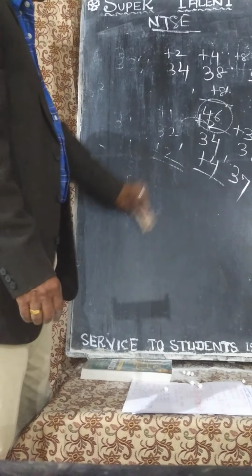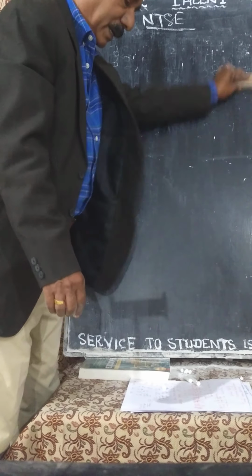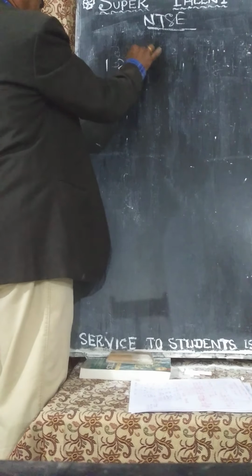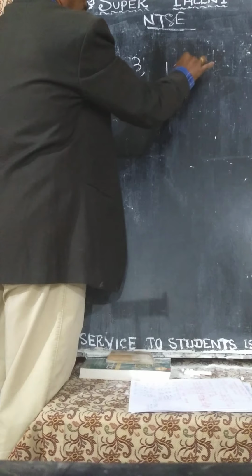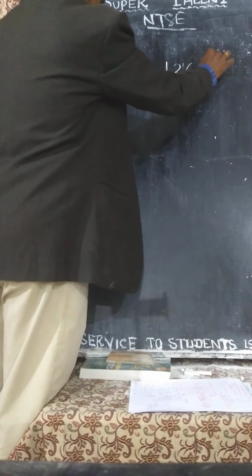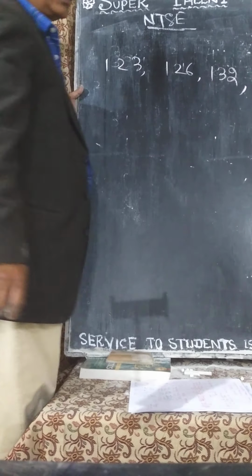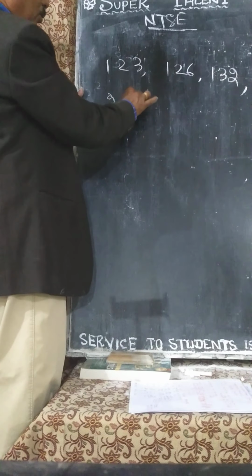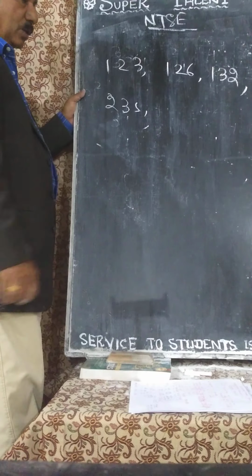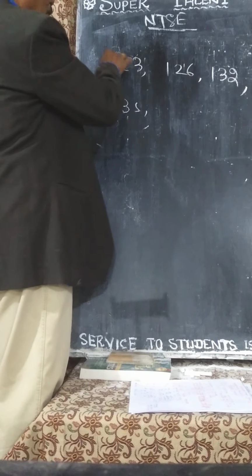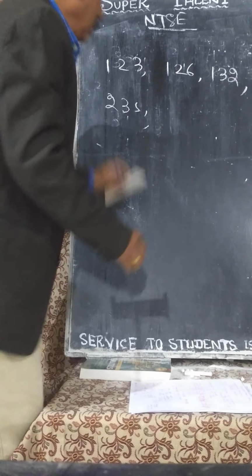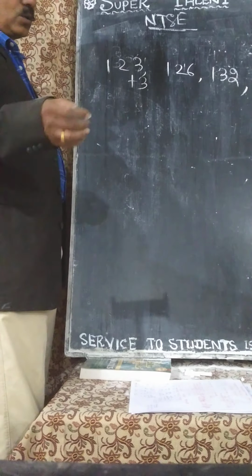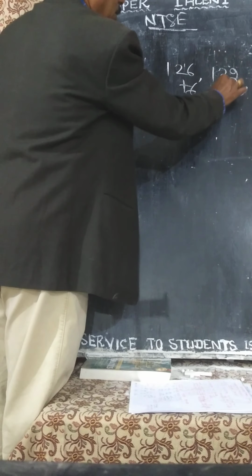If you go for the same digit, suppose you see 1, 2, 3, 1, 2, 6, 1, 3, 2. You tell me the logic. Find the logic, then only you can get it. 2, 3, 5. So you see 1, 2, 3, and you can continue with different logic questions. Plus 3, 126, plus 6, 132, plus 2.